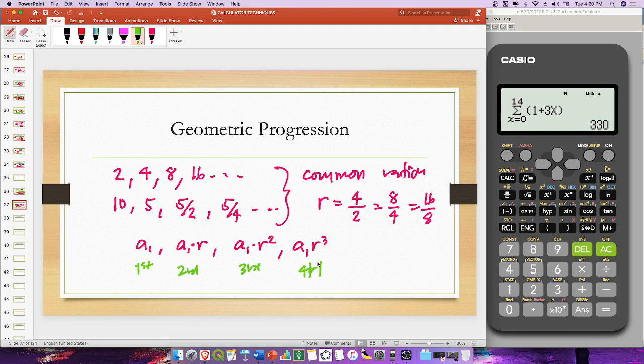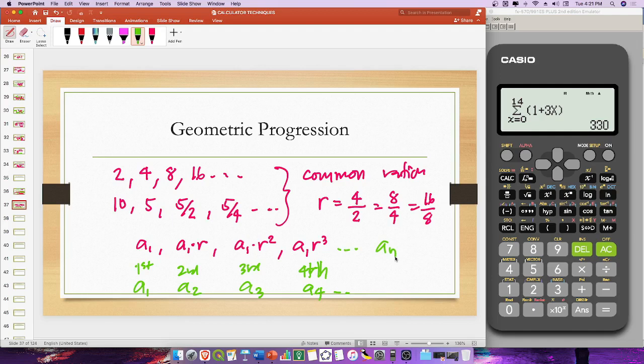Okay, fourth. Let's label this as a1, a2, a3, and a4. So how about the any term? Let's say I want to find out what is an. How are you going to do that?